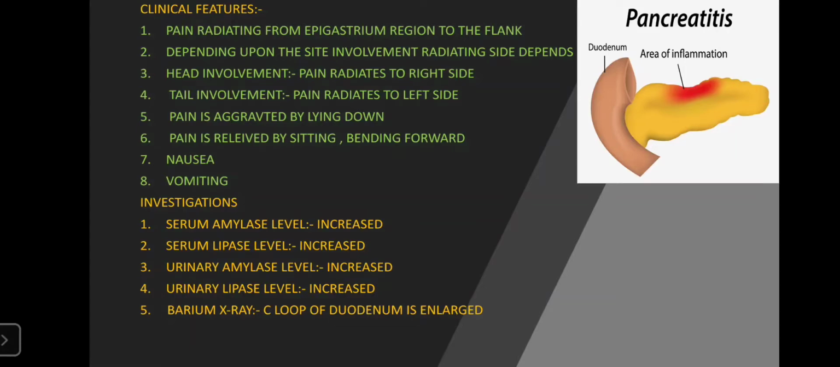And we can do a barium X-ray. If the head of the pancreas is involved in the pancreatitis, then the C loop of the duodenum is enlarged.